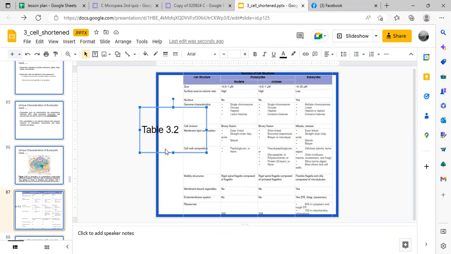So unang-una, mas malaki ang eukaryotic cell kaysa prokaryotic cell. Okay. So 20 micrometers usually ang eukaryotic cell. So 5 to 20 micrometers. While yung bacteria or archaea, 0.5 to 1 micrometers. Yung surface area to volume ratio niya, since maliit nga yung prokaryotes, high yung surface area to volume ratio, while sa eukaryotes mababa lang.